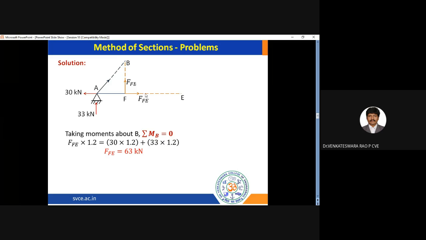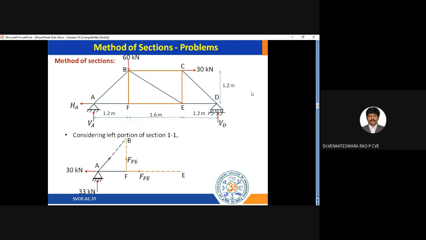See, FFE about B, the center, is moving anti-clockwise. Anti-clockwise moment, FFE into the perpendicular distance. This height is 1.2. I'm sorry, I have not indicated it here. I think you see this height of the truss is 1.2 only. Okay.